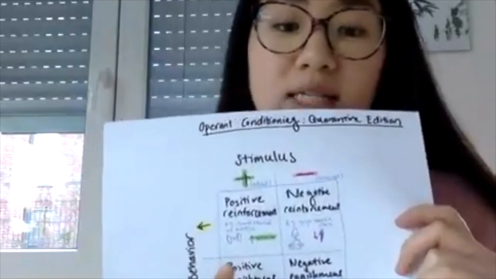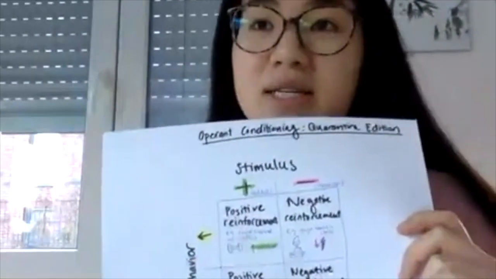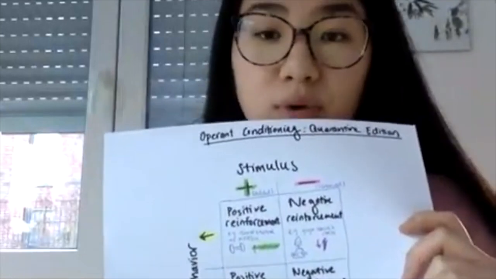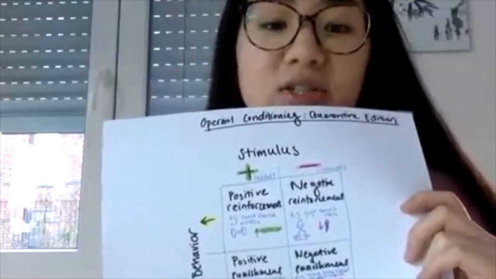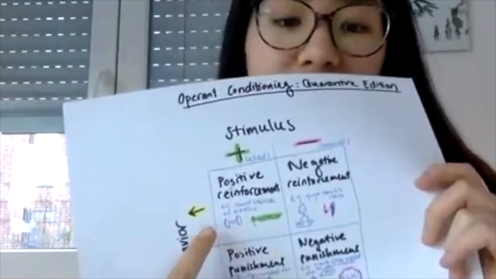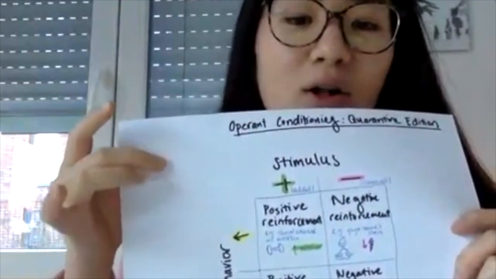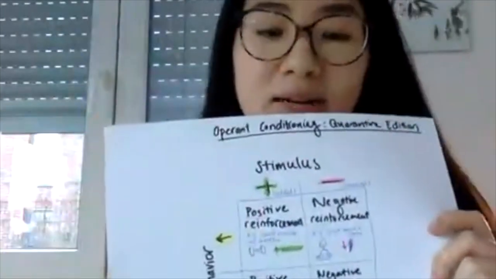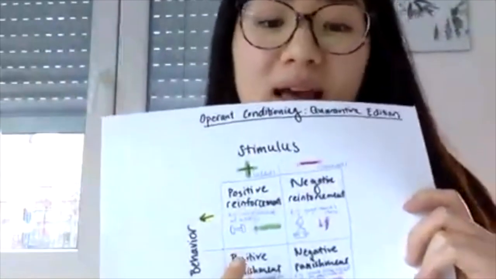The first one is positive reinforcement. So this means that you are reinforcing a behavior by adding some sort of stimulus. So my example that I've drawn here, I will say, first of all, this is all quarantine edition because I think everybody can relate to being at home. So I thought it would be fun to make this about quarantine.